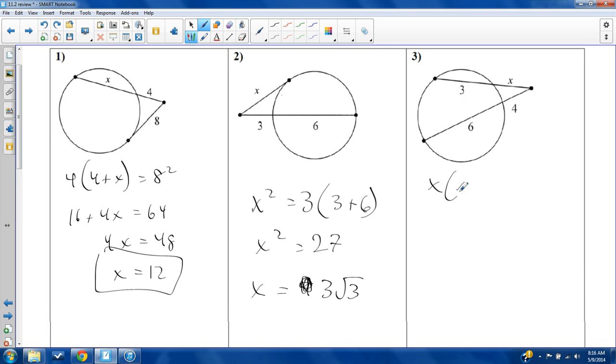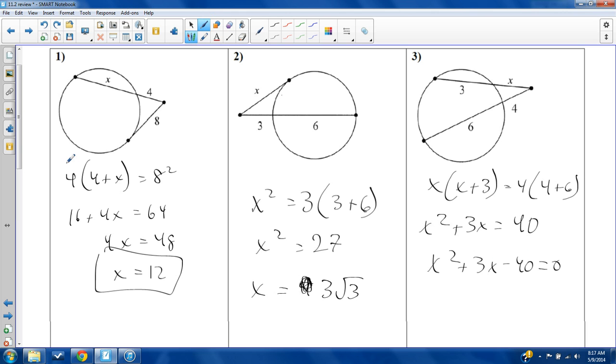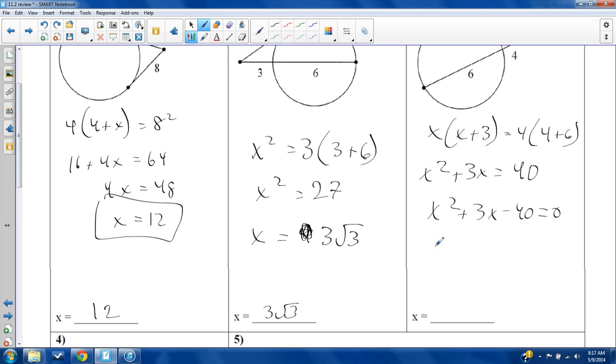Okay, outside times whole thing equals outside times whole thing. Again, I'll just keep saying that. Let's make sure that we get that principle here. 4 plus 6 is 10. 10 times 4 is 40. So x squared plus 3x minus 40 equals 0. This is an algebra trick, remembering how to factor this, figuring out what two products multiply to negative 40 and add to 3. That's positive 8 and negative 5. And you solve, you get x equals negative 8, comma 5.